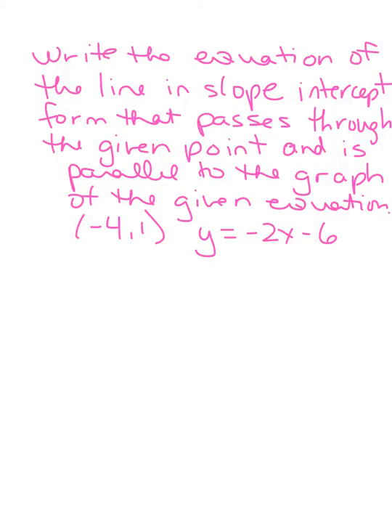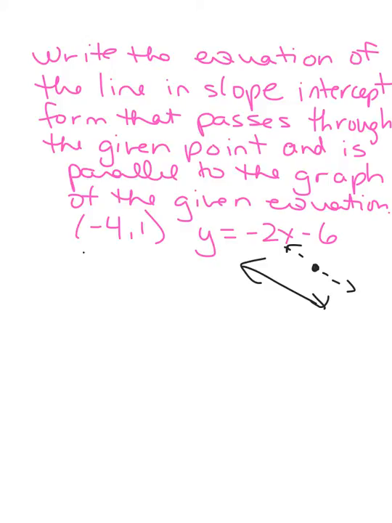Now we're shifting gears a little bit. The question says write the equation of the line in slope-intercept form that passes through the given point and is parallel to the graph of the given equation y is equal to negative 2x minus 6. So what that means basically is I have this line, and then I have a point outside the line. So what I'm trying to do is find an equation of the line that passes through that point and is parallel to my first line. So I know parallel lines have the same slope, so that's the piece of information I need.